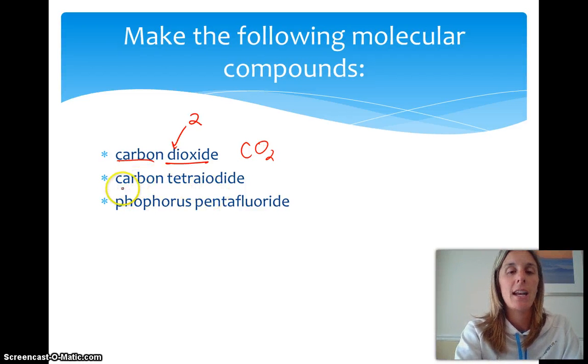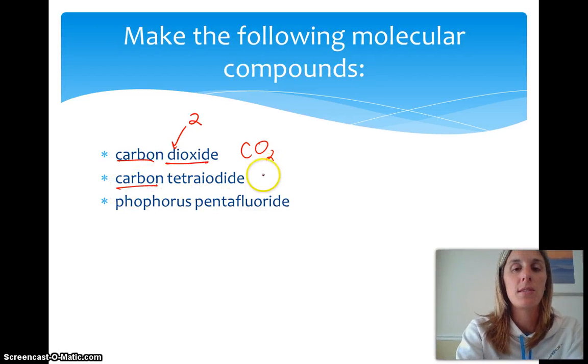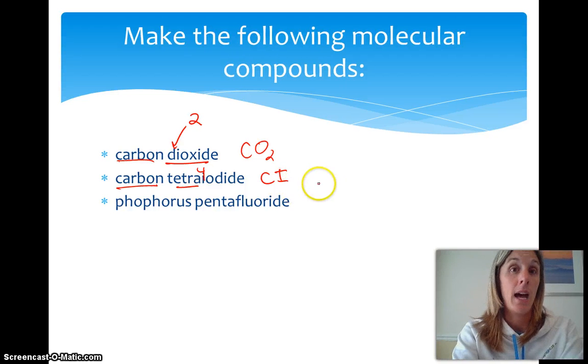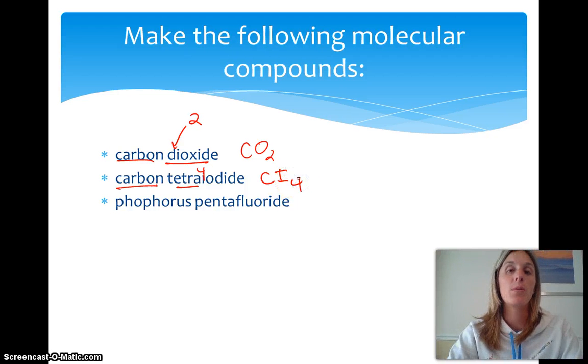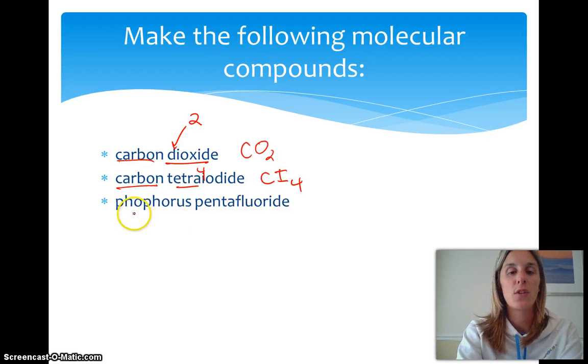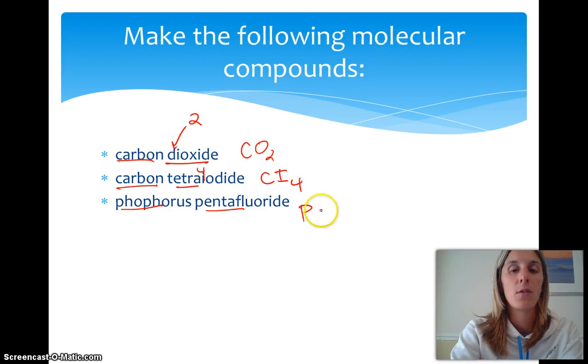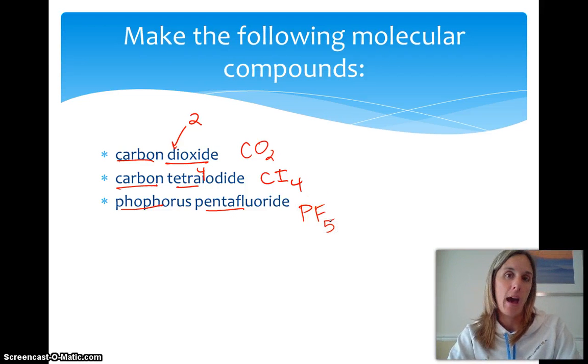Carbon tetraiodide, again, no prefix, means C. Tetra, we know, means 4. Iodide means iodine, so I would be CI4. My last example, phosphorus pentafluoride. The phosphorus means P. Pentafluoride, penta we know means 5. Fluoride means F. So I'd be PF5.